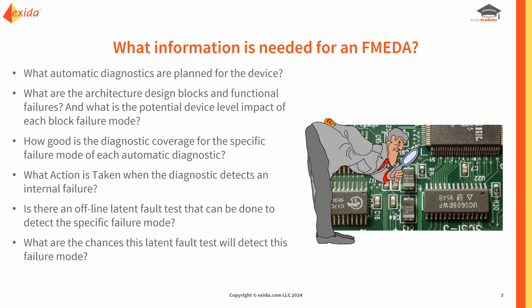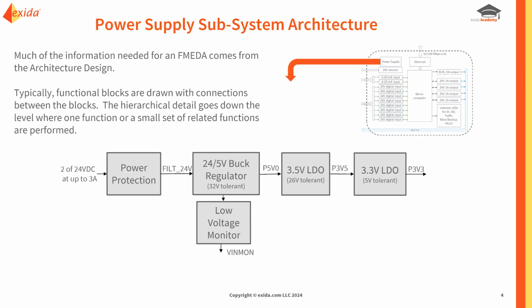We need to know what happens when a failure is detected, what action is taken at the device level, and we want an FMEDA that accounts for the failure rates even after what's called a latent fault test. So we need to define latent fault tests and define latent fault test effectiveness. How good is this latent fault test for each specific failure mode of each specific block? Boy, sounds complicated. I know a lot of you probably haven't even done that in your FMEDAs, but you're missing a lot of accuracy.